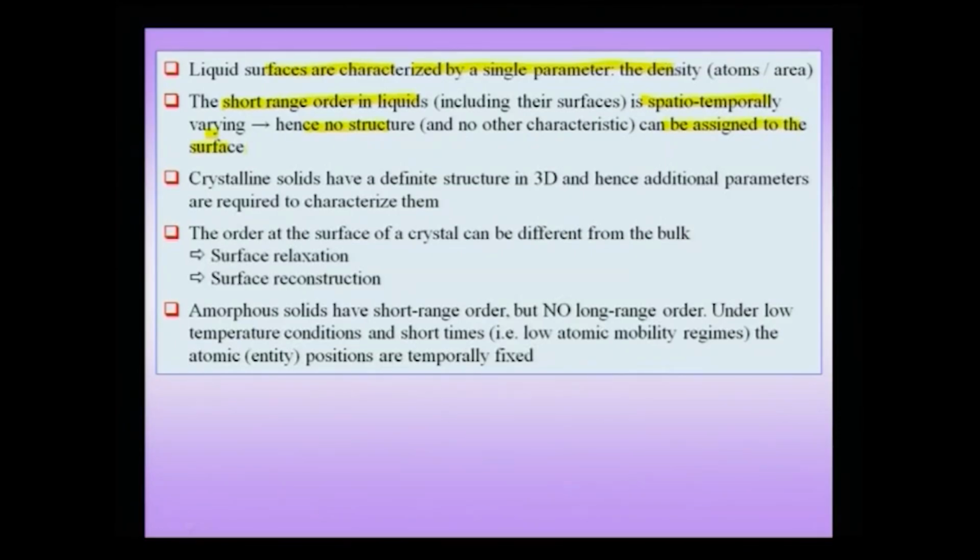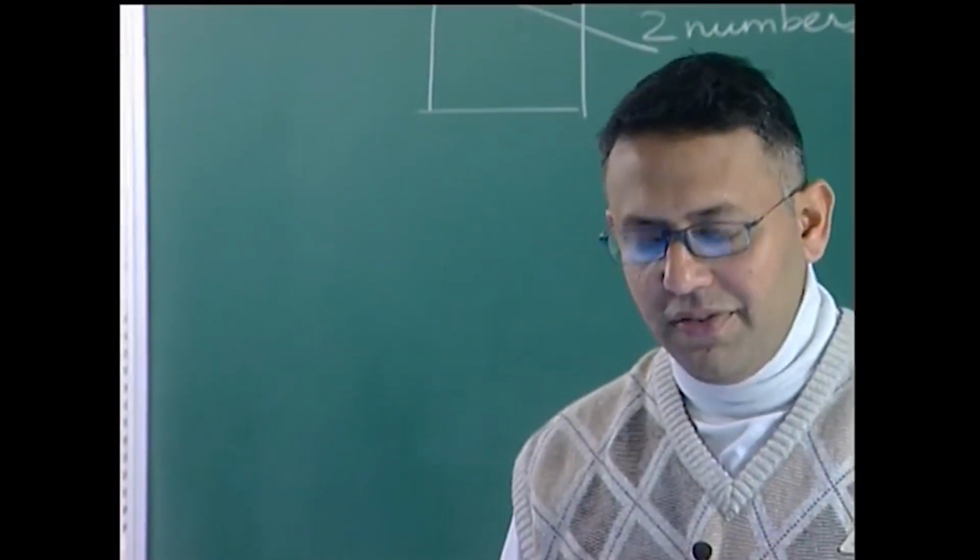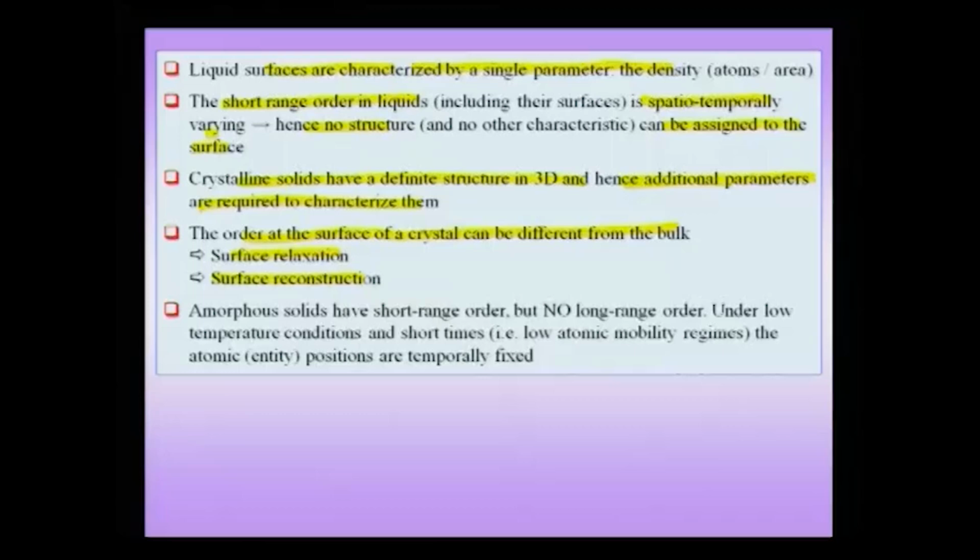So, if at all we are going to assign any kind of structure to the surface in a liquid, it is going to be a frozen snapshot of what is happening over a period of time. Crystalline solids have a definite 3D structure, and hence additional parameters are required to characterize them. The order at the surface of a crystal can be very different from the bulk, and this arises from surface relaxation and surface reconstruction. And even in the absence of these, you would expect that the surface is going to be somewhat different from just the bulk termination.